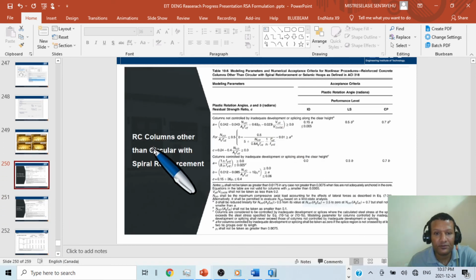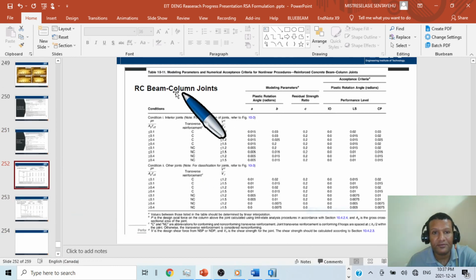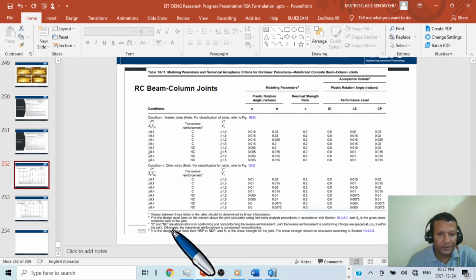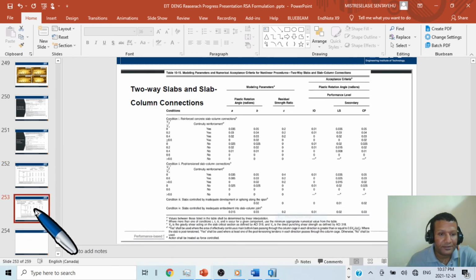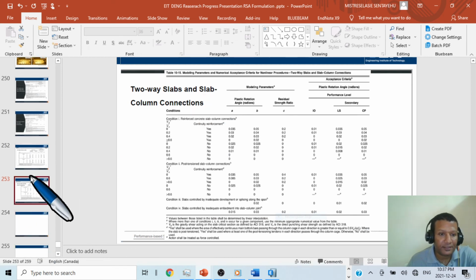So this is for the column also. For the column, they have direct formulas A, B, C. Please read it. And this footnote also here, what to do. But ETABS can give us this directly. This is RC beam joint. The footnotes are here, please read them. Two-way slab also, this is very important.